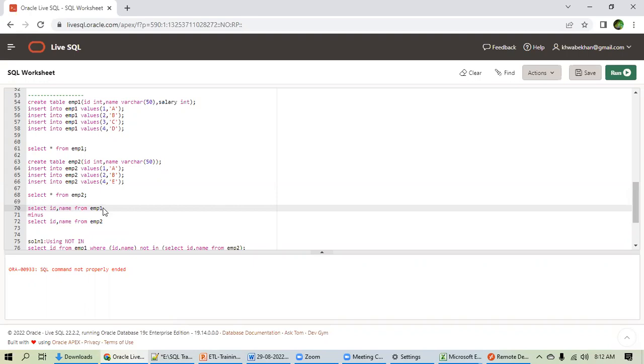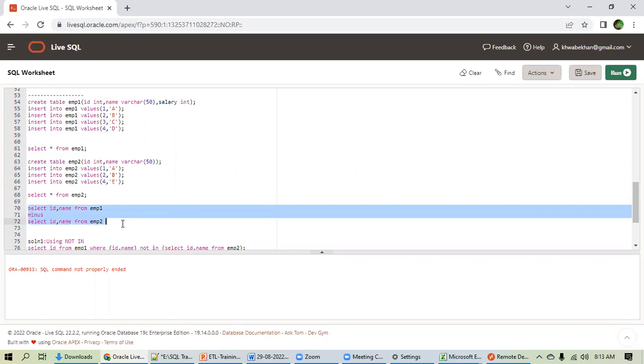It depends upon the number of columns. One minute, sorry: the number of columns not in the table, but the number of columns in the query. Suppose this employee 1 table can have 50 columns and this employee 2 table has 10 columns. I'm not bothered about that. My concern is how many columns you have mentioned here in this query. That should be the same.